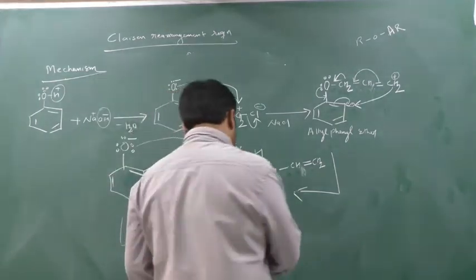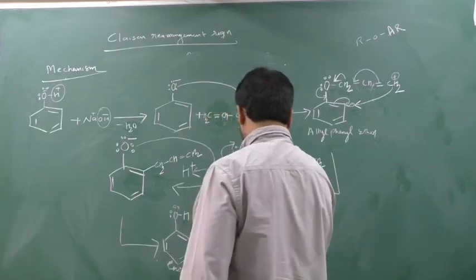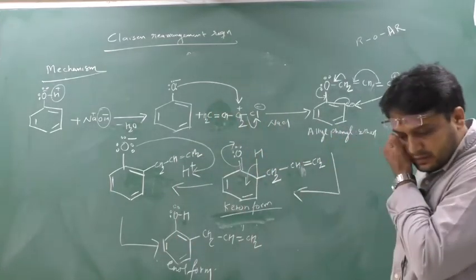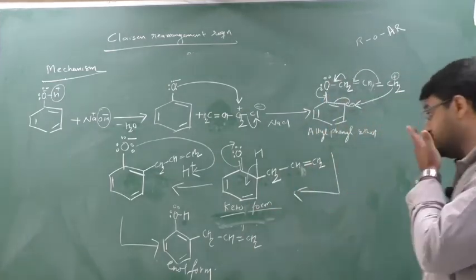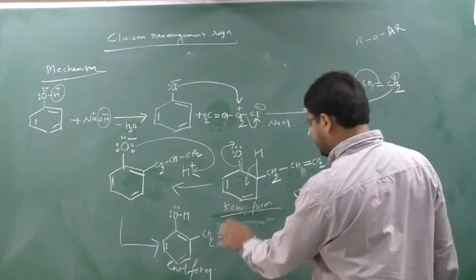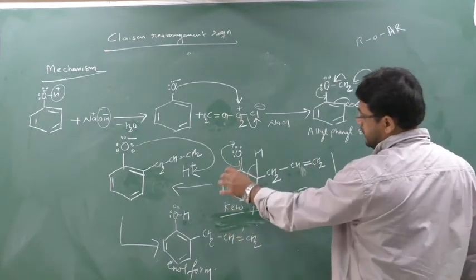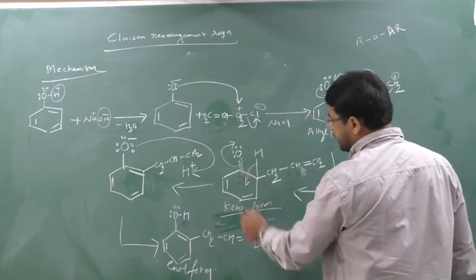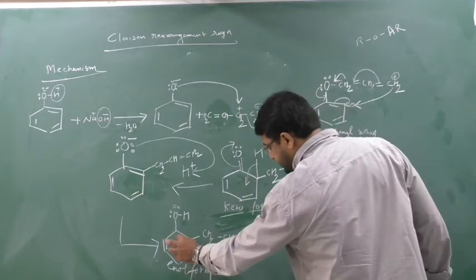Now you can see this is your keto form because there is a ketone. Keto form, not ketone form, keto form. And this is your enol form. So this is keto form, this is enol form. Now it is clearly seen that in keto form there is no pi bond. In keto form aromaticity is gone, and in enol form aromaticity is there.